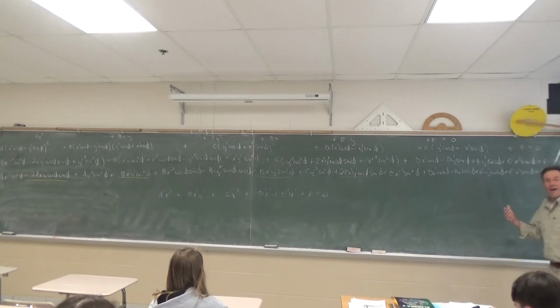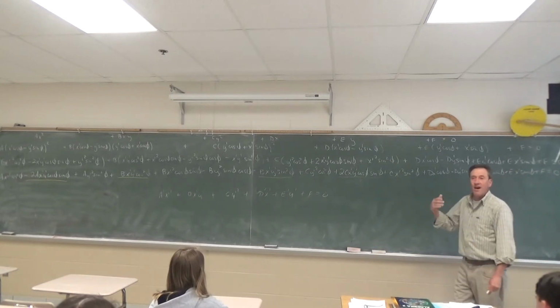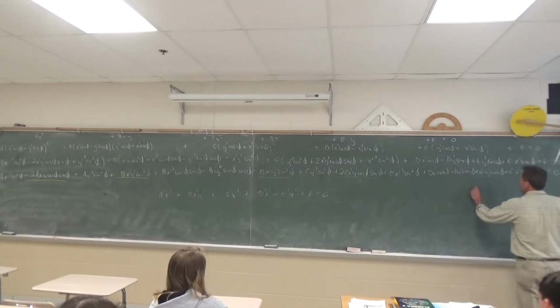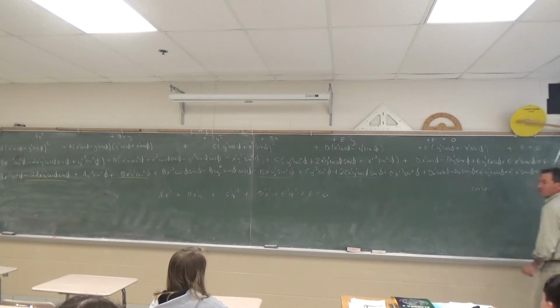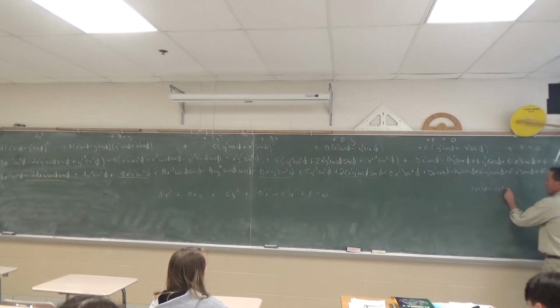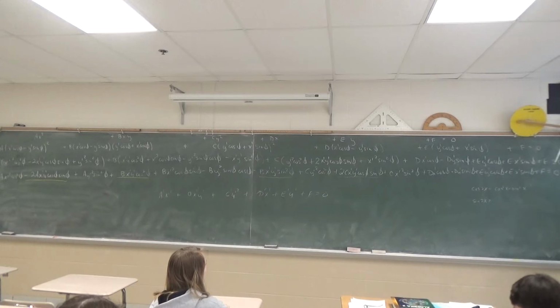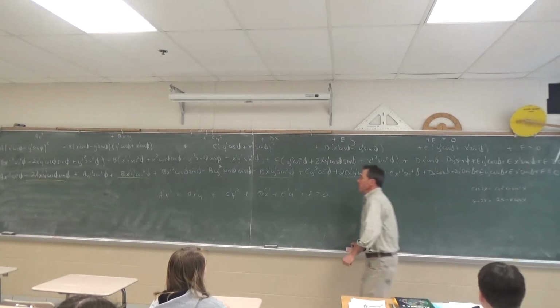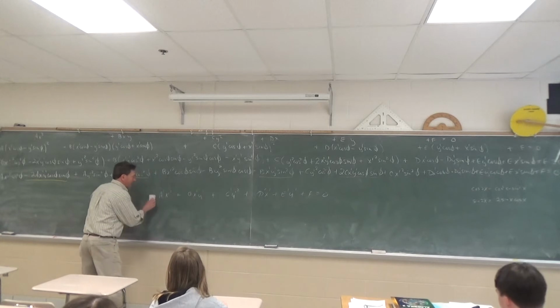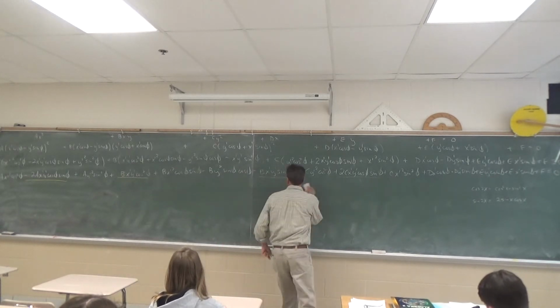So, if cosine of alpha plus beta is cosine cosine minus sine sine, what is cosine 2x? Cosine squared x minus sine squared x. Ah, I did it backwards. If sine of alpha plus beta is sine cosine plus cosine sine, then sine 2x is 2 sine x cosine x. We might need those. It works the other way. Remember where we're going.